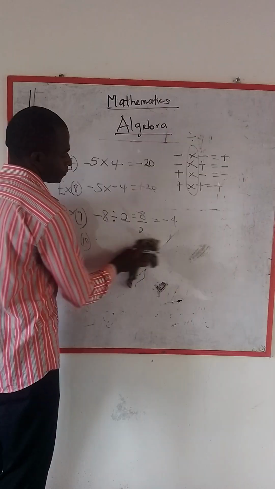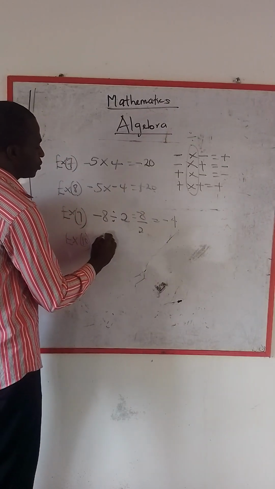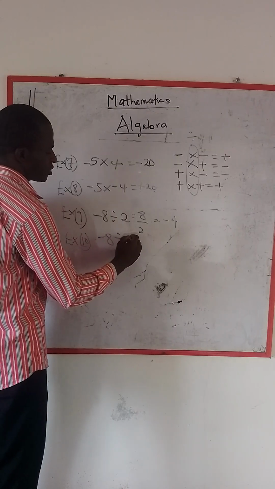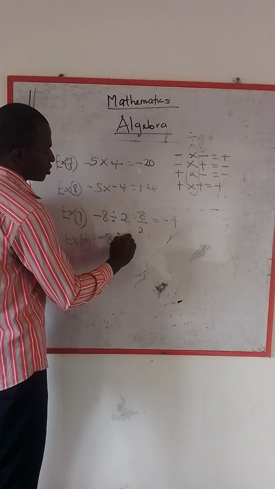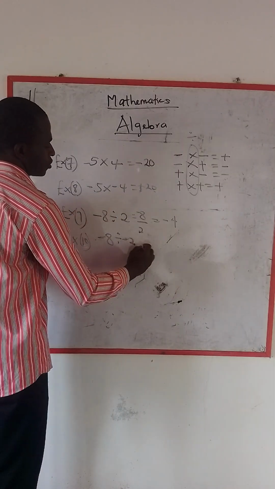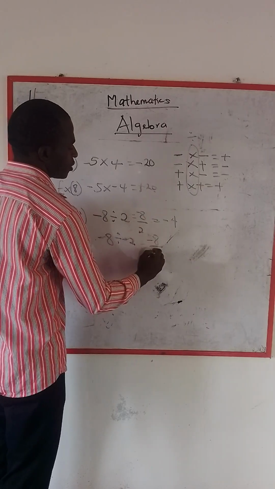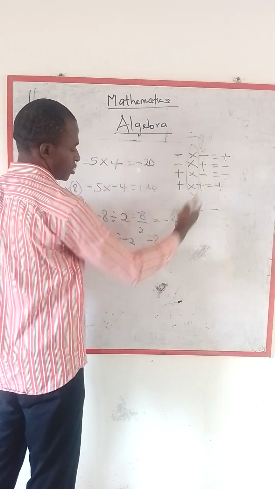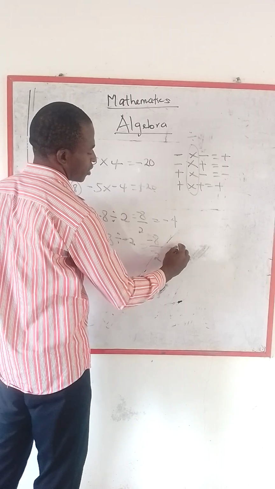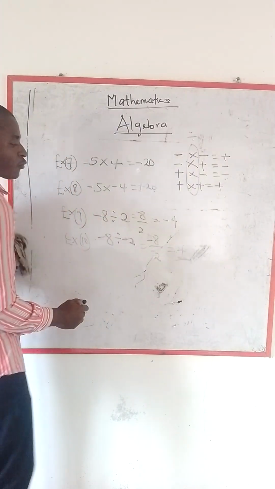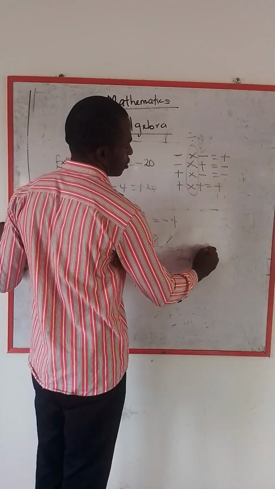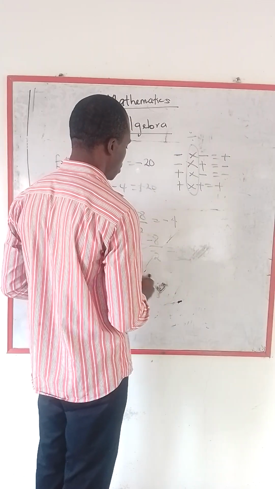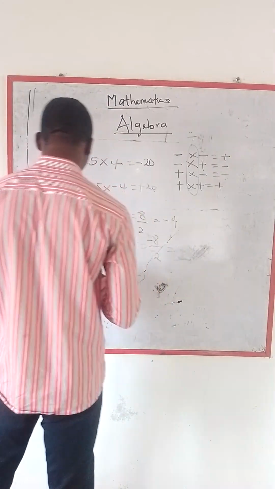For example 10, I want to use the same numbers, but I'm going to use minus 8 divided by minus 2 this time. No longer just 2. 2 is the same thing as plus 2. So in this case, we are going to have minus 8 over minus 2. Minus divided by minus will give us what? Plus, from what you are seeing there. So it will now give us 4, or plus 4.